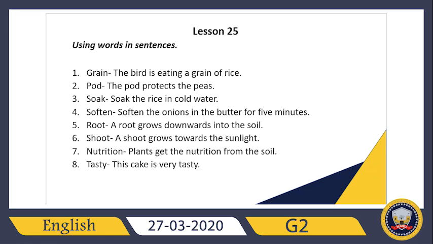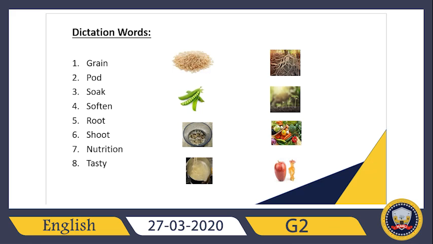Once you have done that, please learn these dictation words. Please read them, write them down in your notebook. Try to recall their meanings and try to learn their spellings. Grain, pod, soak, soften, root, shoot, nutrition, tasty. And I know for most of you, these words are a piece of cake. They are very easy. I have again added the pictures here so that in case you have forgotten the meaning of any of these words, you can recall.